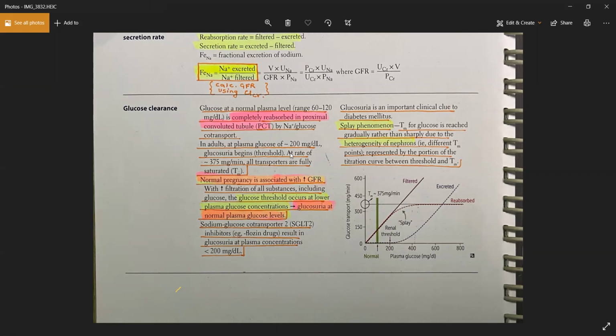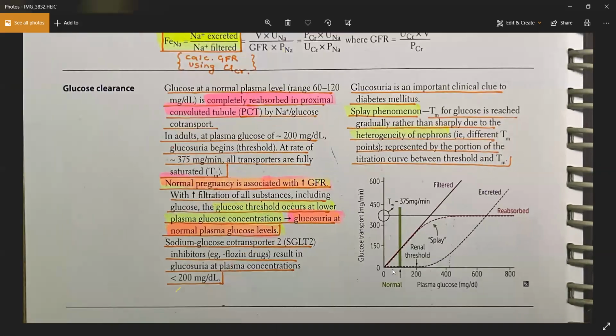So look at the graph. In normal circumstances, if these transporters are not present, let's imagine if the transporters are not present, then whatever amount of glucose is filtering via GFR, all of it will be excreted in the urine, right? So you will get this kind of a straight line, right? If I'm increasing the plasma concentration of glucose, I will get more filtration of glucose, right?